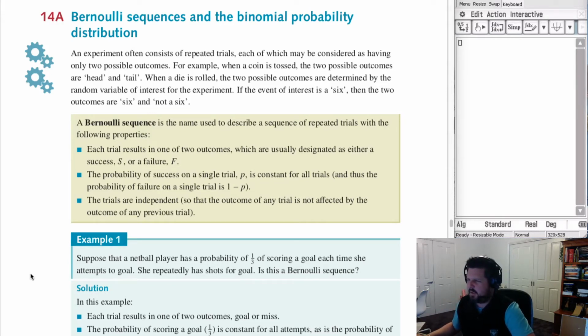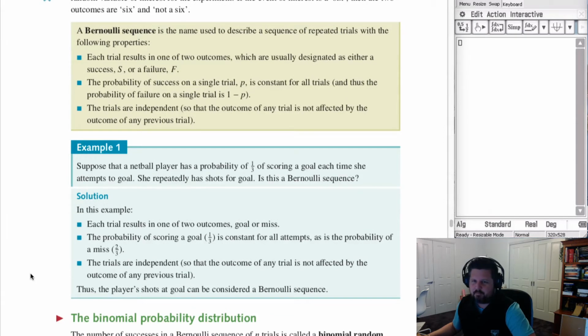So let's have a look at example number 1. It says here, suppose that a netball player has a probability of 1 in 3, or a third, of scoring a goal each time she attempts a goal. She's repeatedly shooting for the goal. They're asking, is this a Bernoulli sequence? So we need to consider each of those 3 dot points that we spoke about just a minute ago to verify whether or not it is a Bernoulli sequence.